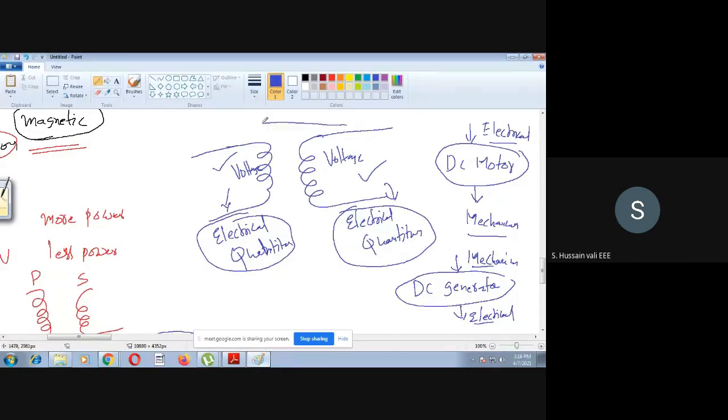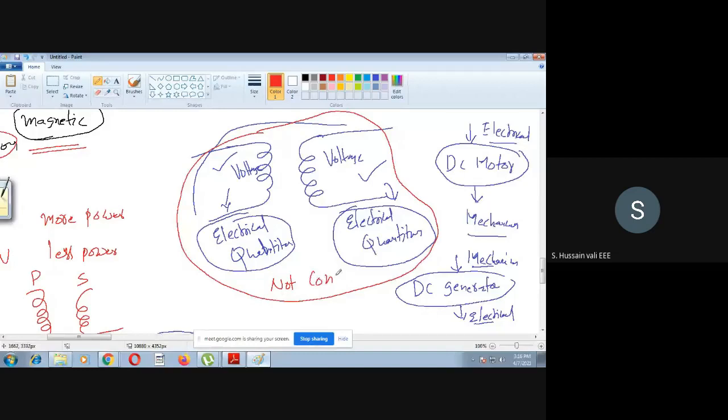So coming to the case of the transformer, both input and output are electrical quantities only. So a transformer is not a converter. It does not convert one form of energy to another form. Whereas you see DC machines, they convert one form of energy into another form, either electrical to mechanical or mechanical to electrical. Whereas the transformer is not a converter. Both the primary side and secondary side have only electrical quantities. So this is one more point you must take when you compare with the DC machine.